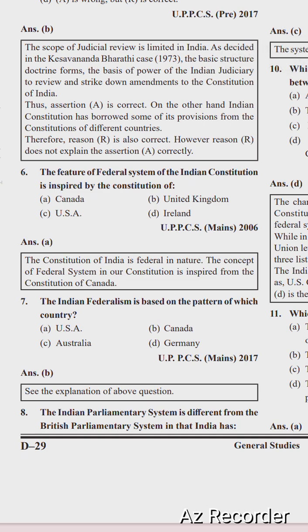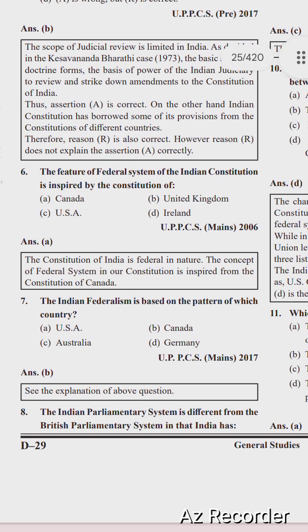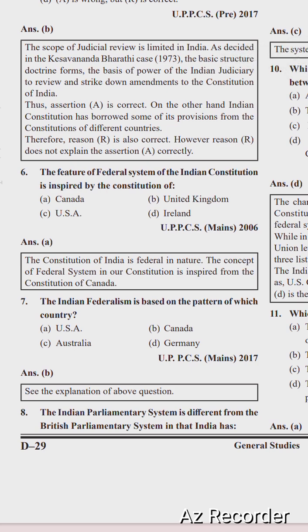Next question: the features of the federal system of the Indian Constitution are inspired by the Constitution of which country? The options are Canada, United Kingdom, USA and Ireland. The right option is option A, Canada. The Constitution of India is federal in nature. The concept of the federal system in our Constitution is inspired by the Constitution of Canada.